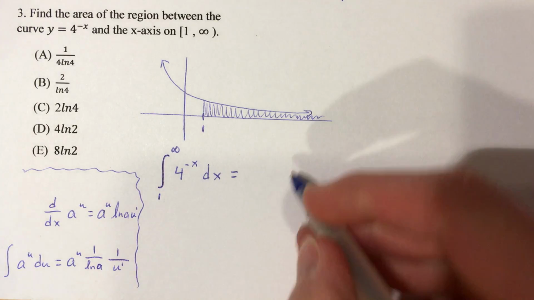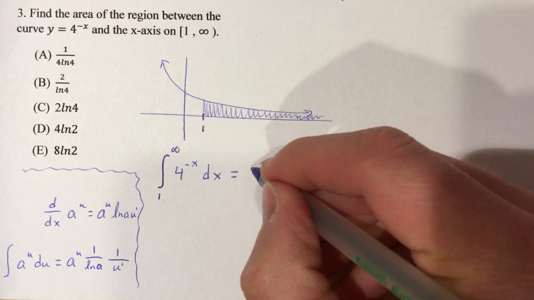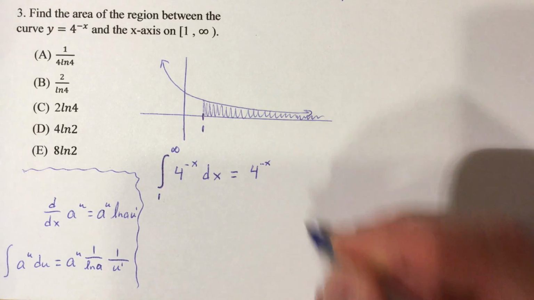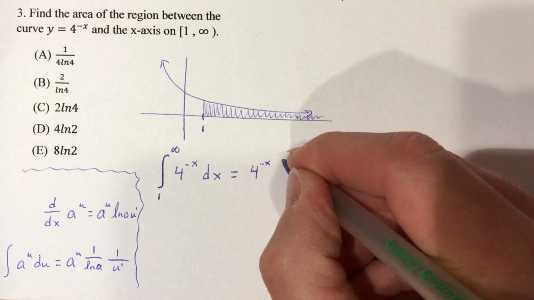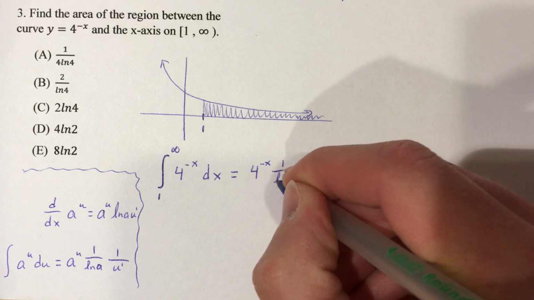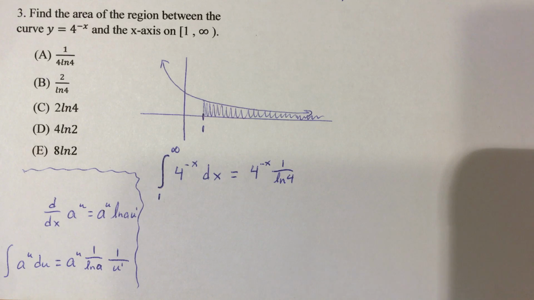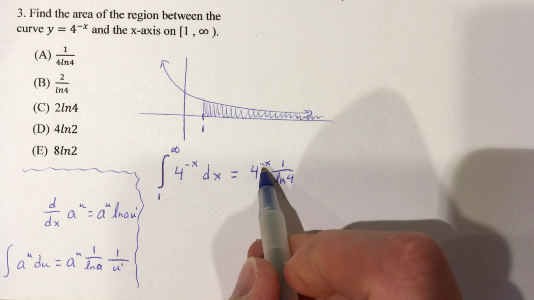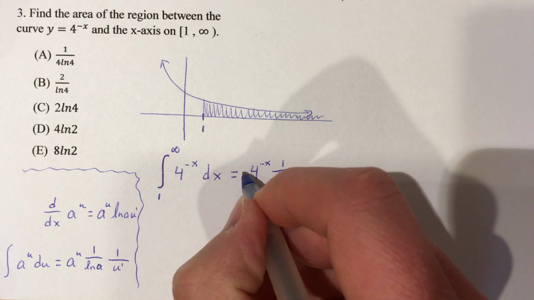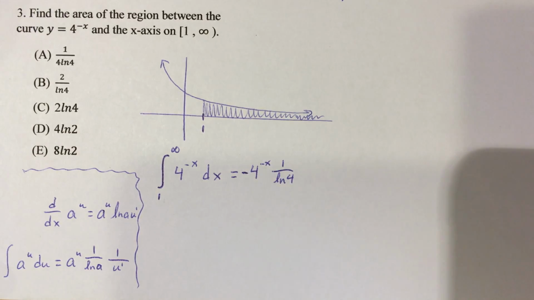So I'm going to go back here. My antiderivative is itself divided by the natural log of a divided by the derivative of the inside, which would be -1. So I'm going to do that just by making this negative here.